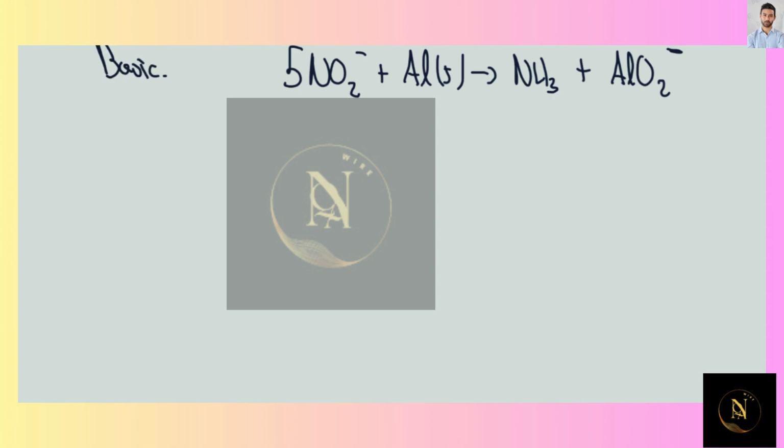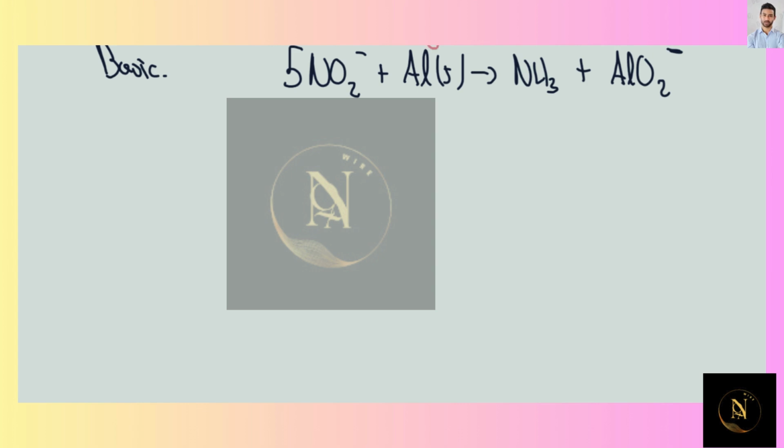Remember that for balancing things out in a basic solution, the first thing to do is to balance as if it was an acidic medium, and then we're going to add the appropriate number of OH minus ions in order to neutralize all of the protons that were generated. So the first thing is going to be identifying what is going on.